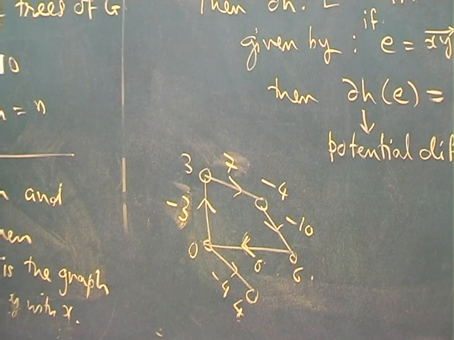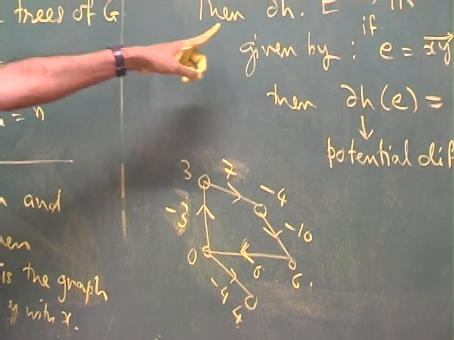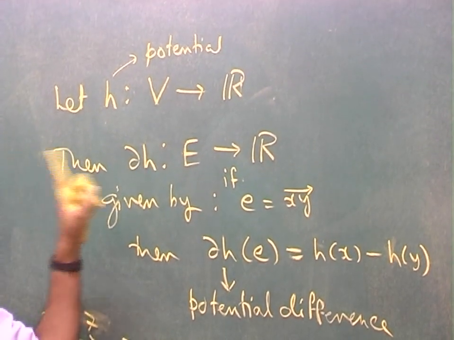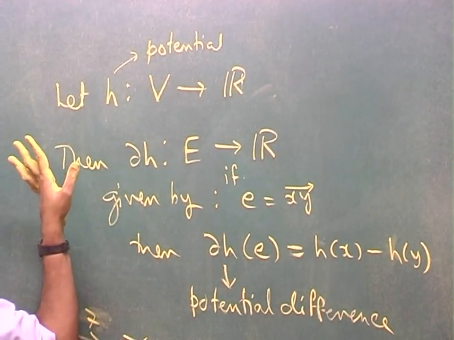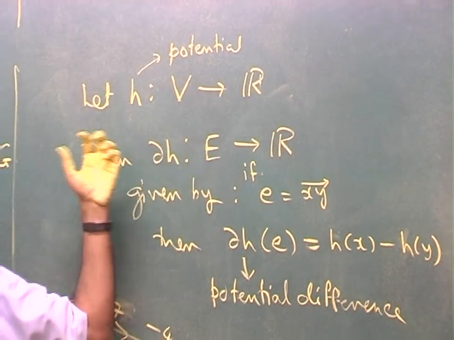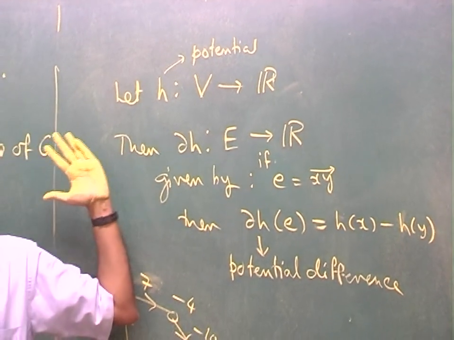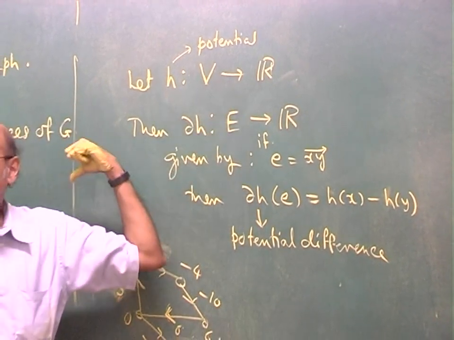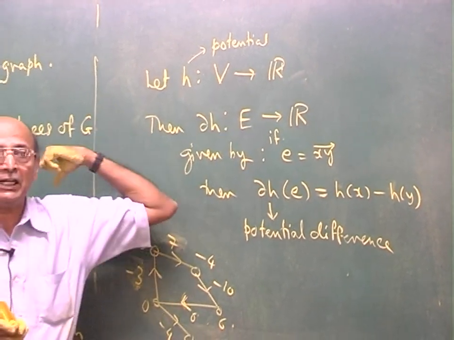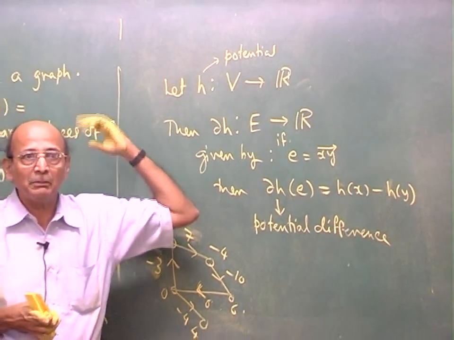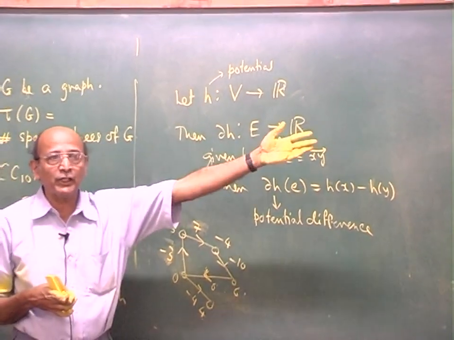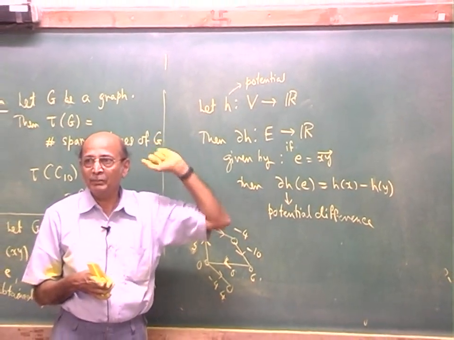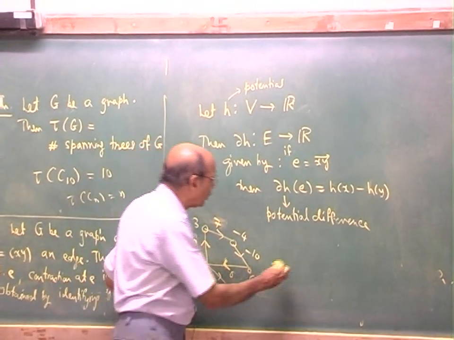Just as circulations can be added, potential differences now are functions on the edges. After all, our interest is in looking at functions on edges, not on vertices. Potential differences can be added very clearly. Potentials can be added, therefore potential differences can also be added. You can multiply a potential difference by a scalar to get another potential difference. Therefore, set of all potential differences form a vector space, which is what is called the bond space.